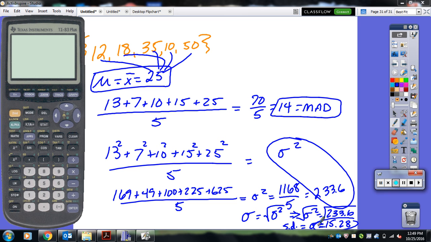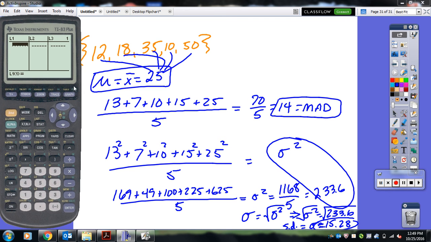Now, of course, you can find some of this information in your calculator. How we find this in your calculator, this one's going to be slightly different, is you're going to hit stat. You have to edit your list, so you hit enter or the number 1. Either one would work. Now, in my list 1, I'm going to plug in my original numbers. So 12, 18, 35, 10, 50.